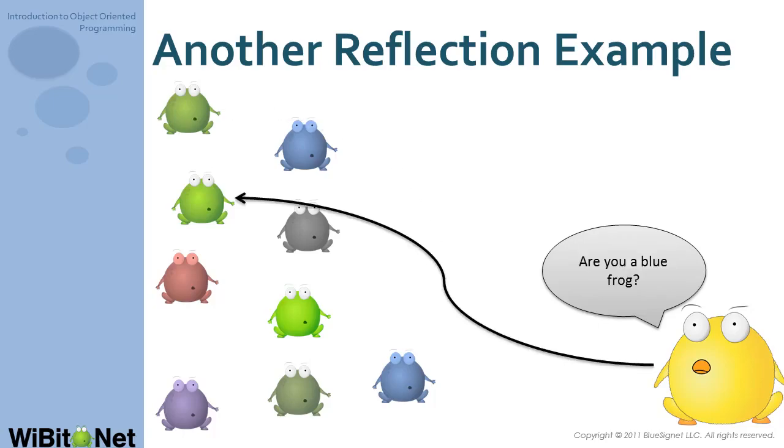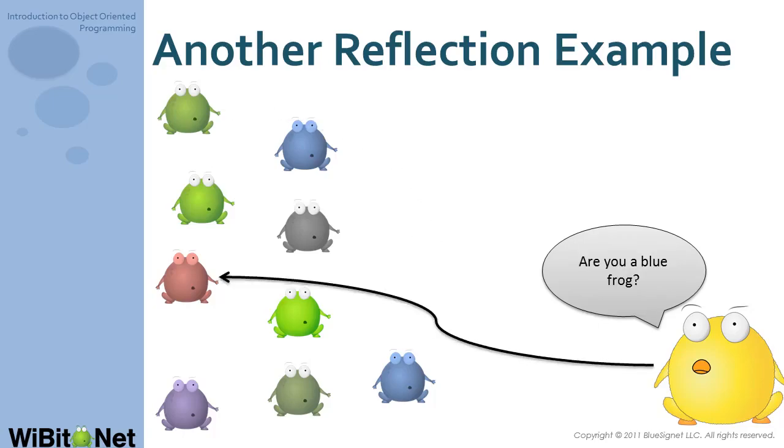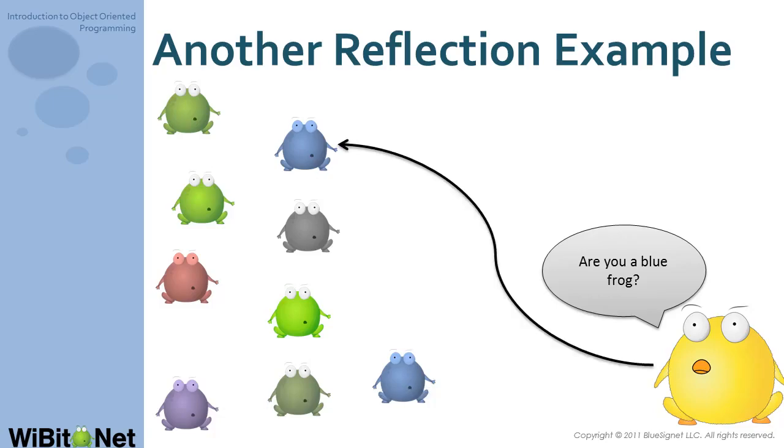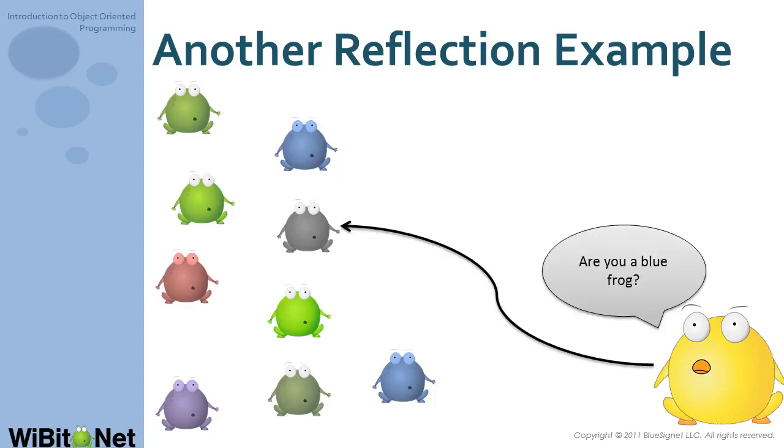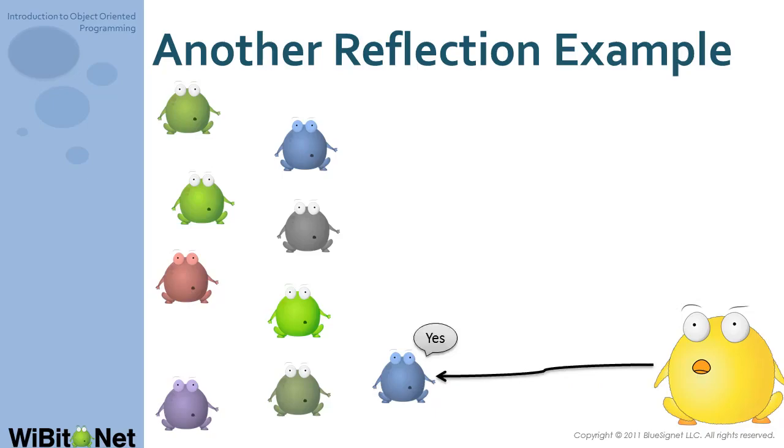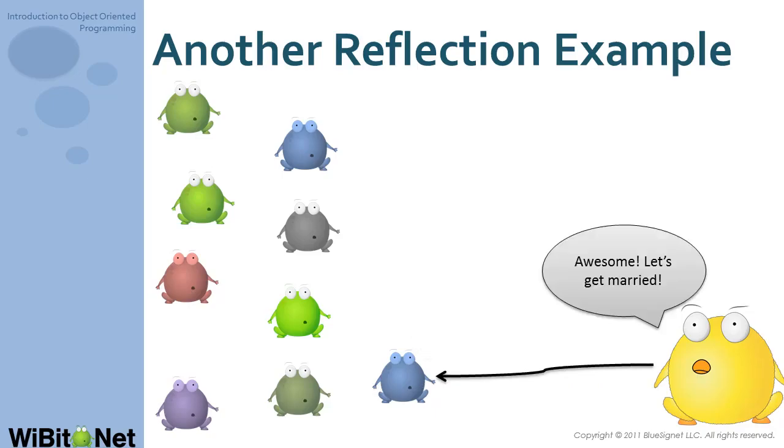Are you a blue frog? Are you a blue frog? Okay. Oh, you're a blue frog. What's up, honey? Do you like French fries? No. Well, then screw you. Wow. Are you a blue frog? Are you a blue frog? You like French fries? Yeah. Woohoo! Awesome. Let's get married.